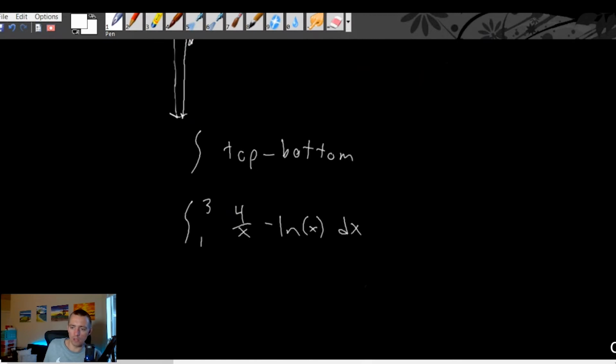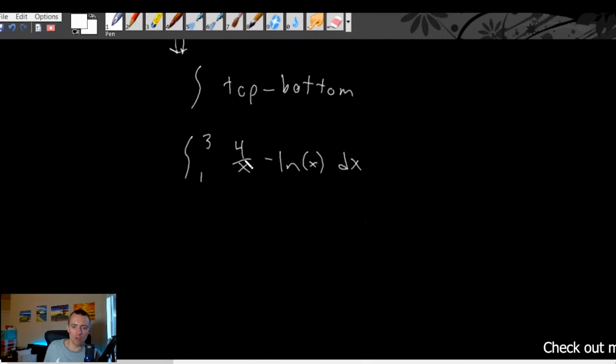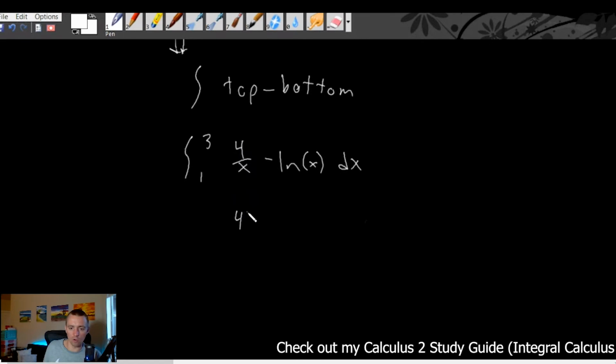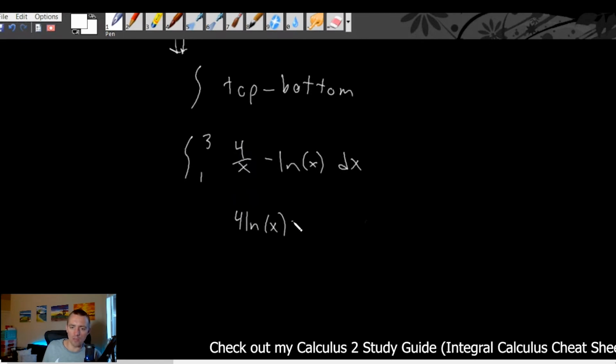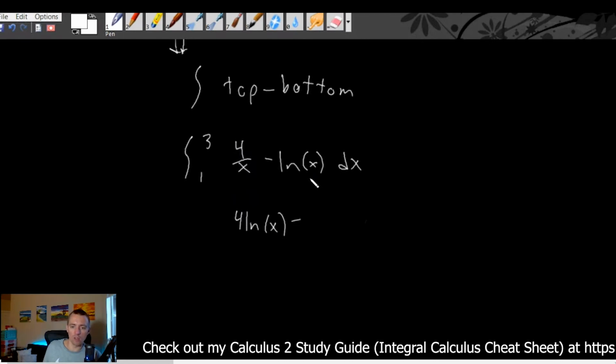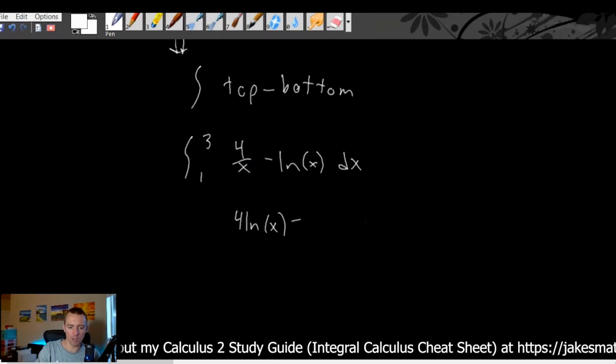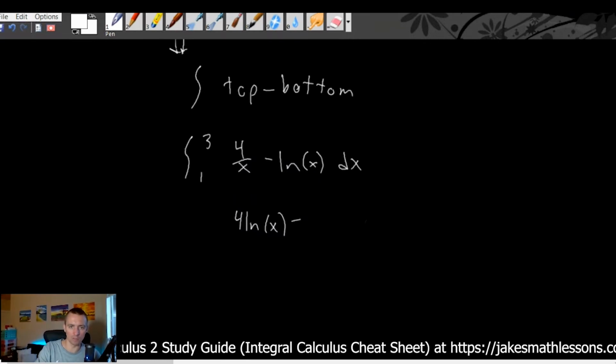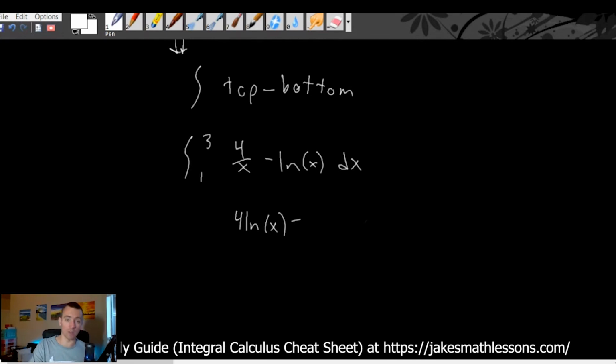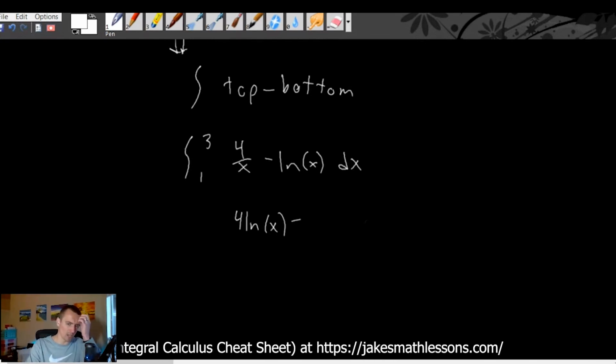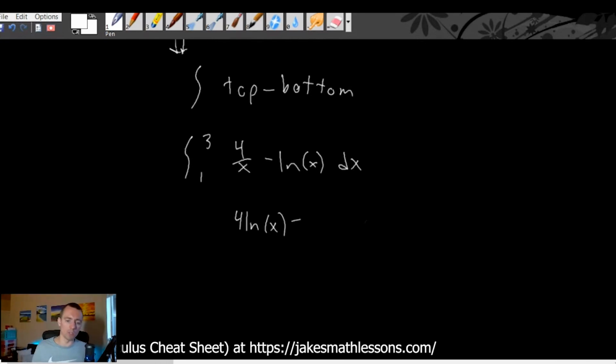Okay, so now we can integrate this. The integral of 1 over x is natural log of x. So the integral of 4 over x is 4 times natural log of x. And then the integral of natural log of x is fairly complicated to find. Well, not really, actually. I shouldn't say that. It would take a handful of steps.